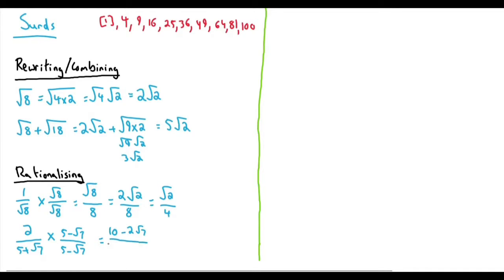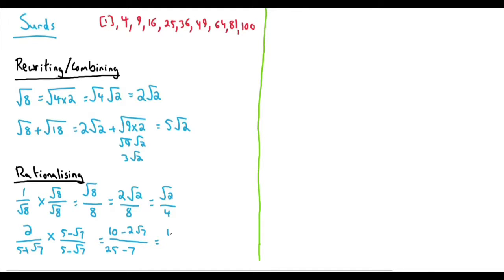Then on the bottom, 5 times 5 will be 25. 5 times minus root 7 will be minus 5 root 7. But then root 7 times 5 is plus 5 root 7. And the minus and the plus of the same term make them cancel. That's why we did this opposite sign. And at the end here, root 7 times minus root 7, well, root 7 times root 7 would just be 7. So here then it's minus.